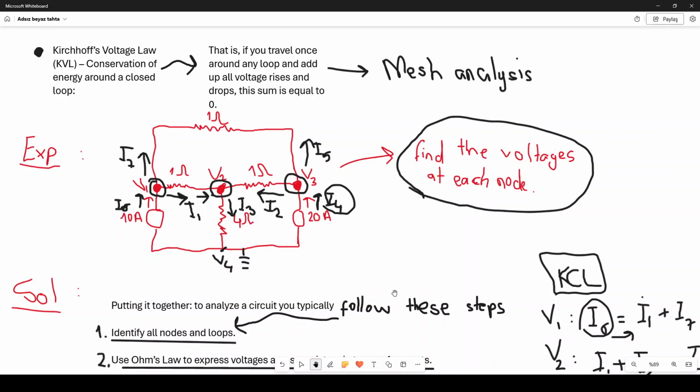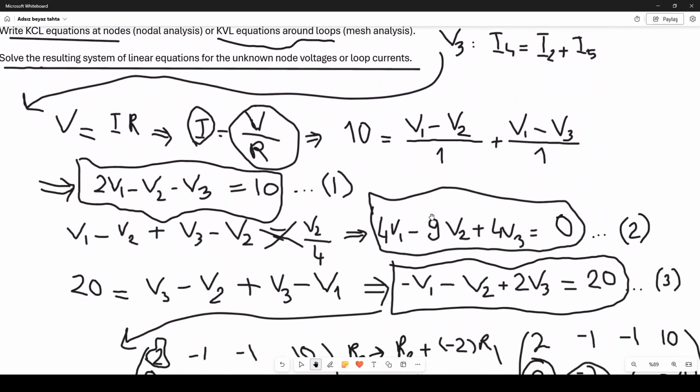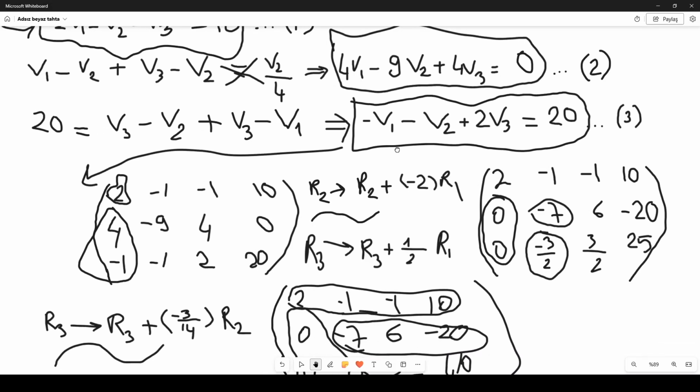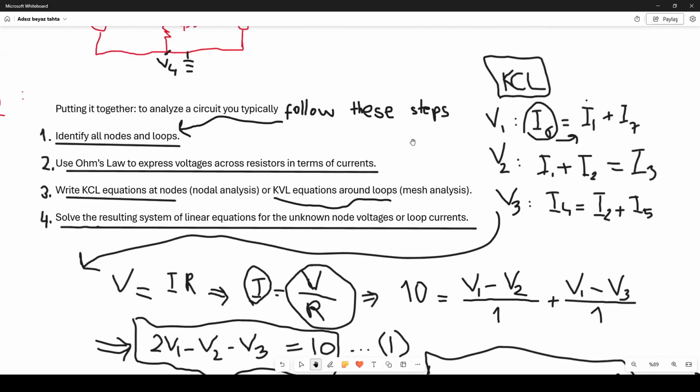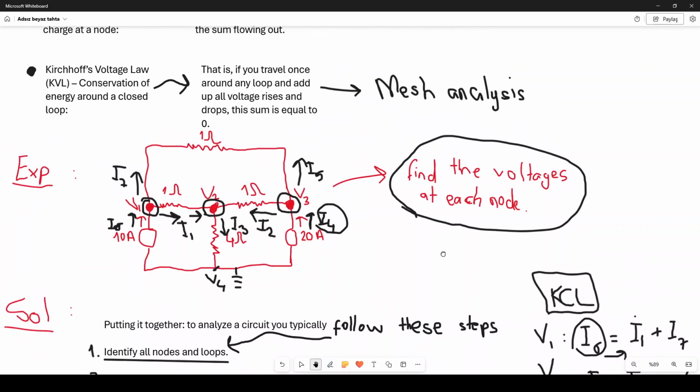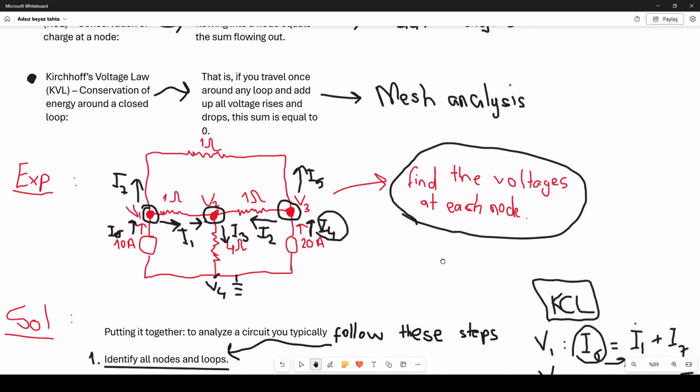In this example, when I use nodal analysis, I have a system of equations where the unknown variables are the voltage values. But when I use mesh analysis, we change the roles between voltages and currents. Since I will be finding the algebraic sum of voltages, I use Ohm's law to define each voltage in terms of currents. Then I will have the currents as the unknown variables in each equation. So it's just an exchange between the roles.